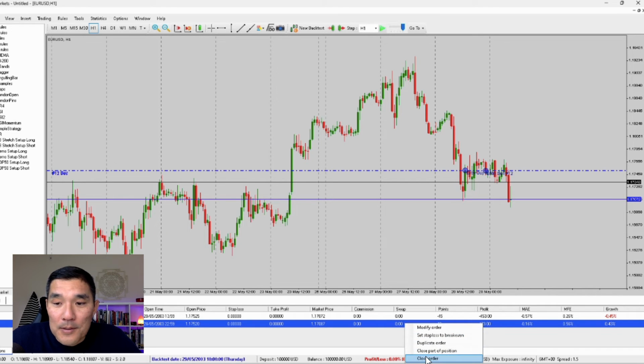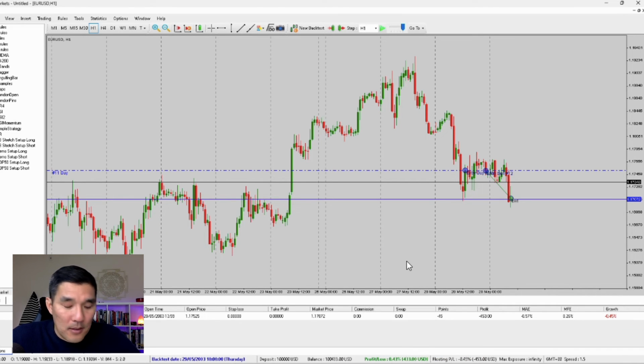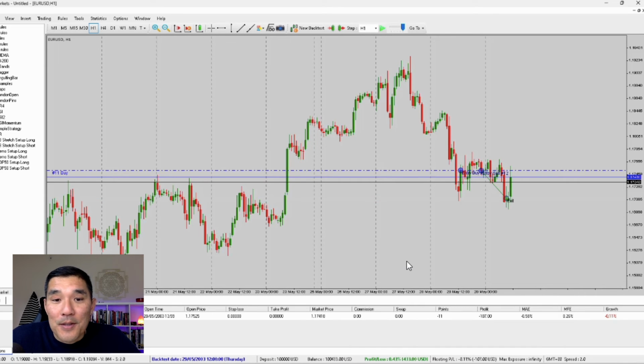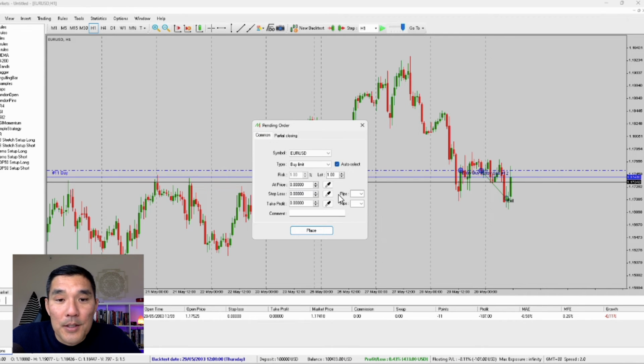sell side, close that order, and then you can wait for price to do its thing, and now you see, okay, it's potentially going to go back up again. So then you put in another pending hedge down here just to limit the risk.